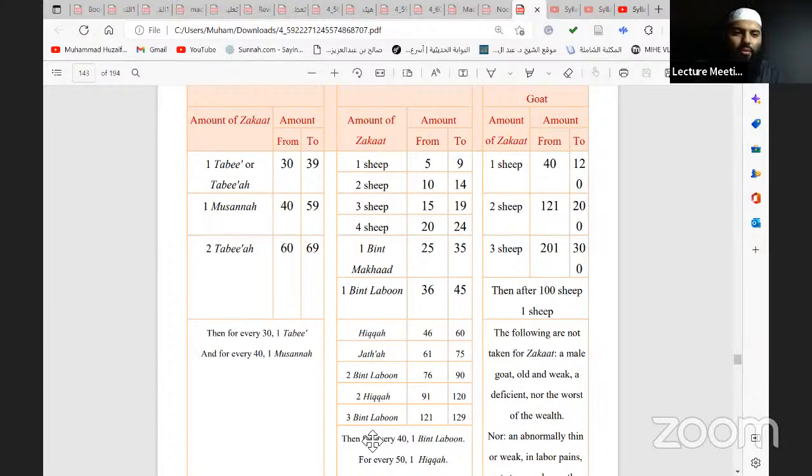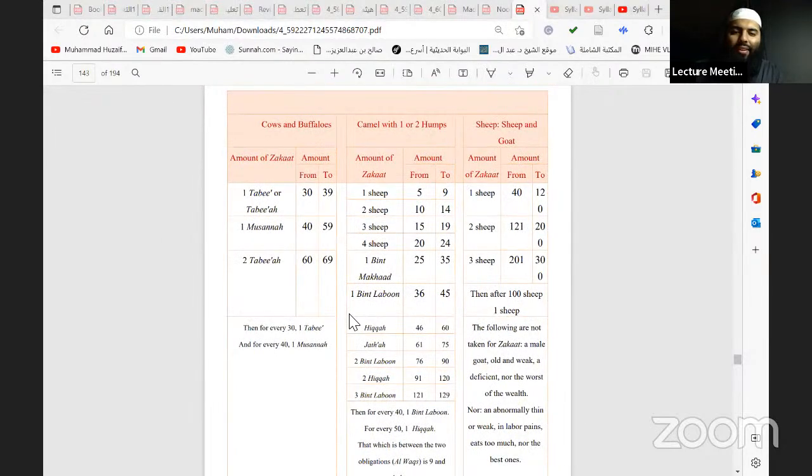For the cows? Yeah, 3 tabir. If I said to you 120, yeah, you can do both. You can do 4 tabir or you can do 3 musanna. Okay, good. Ahsan. That's how it is. I think you guys have understood this graph now. Alhamdulillah.